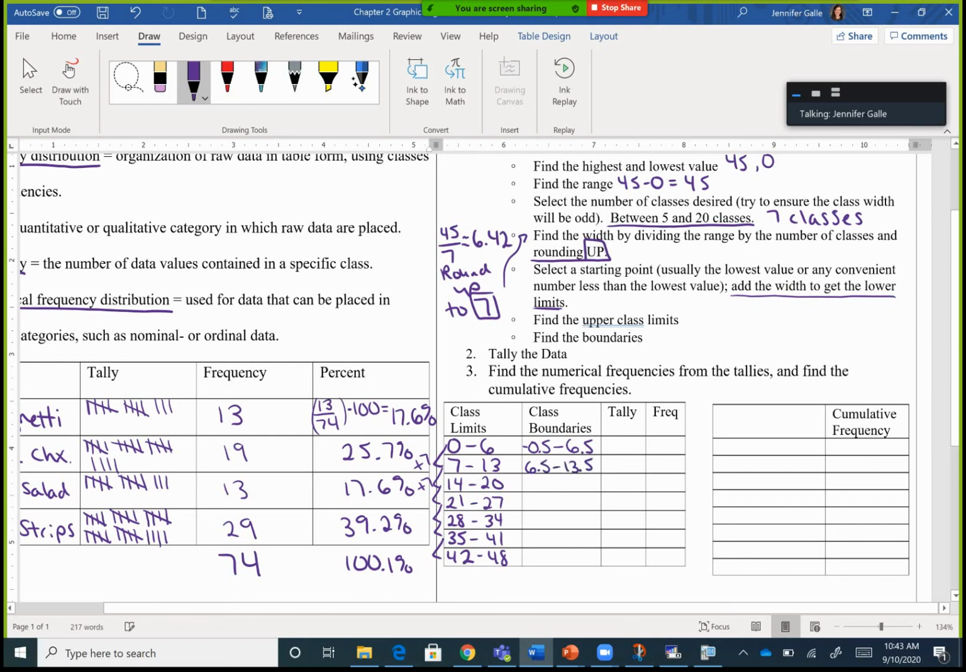Finding those class boundaries, if you do have values that are decimals, helps us close up the gaps. There's a lot of values between 6 and 7 that aren't accounted for right now until we do those boundaries. There's a lot of values between 13 and 14. If I have a value that's 13.2, if I don't have class boundaries, I don't know where to put it. So keep rolling with that.